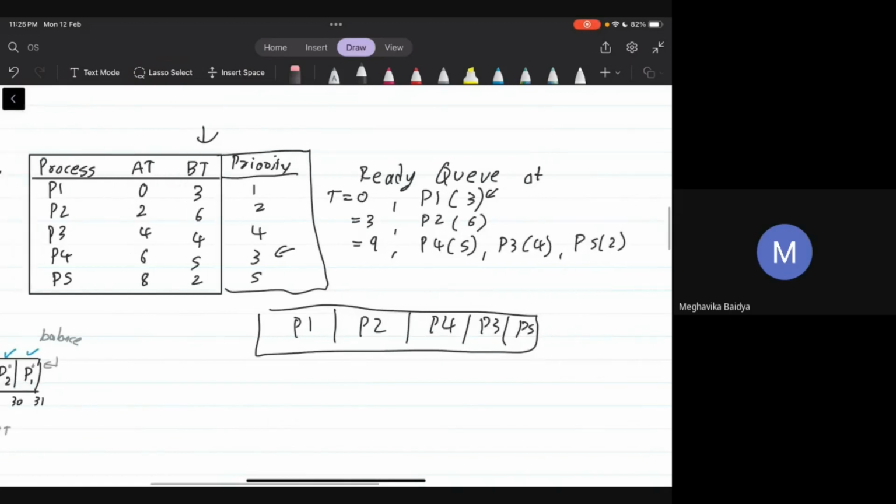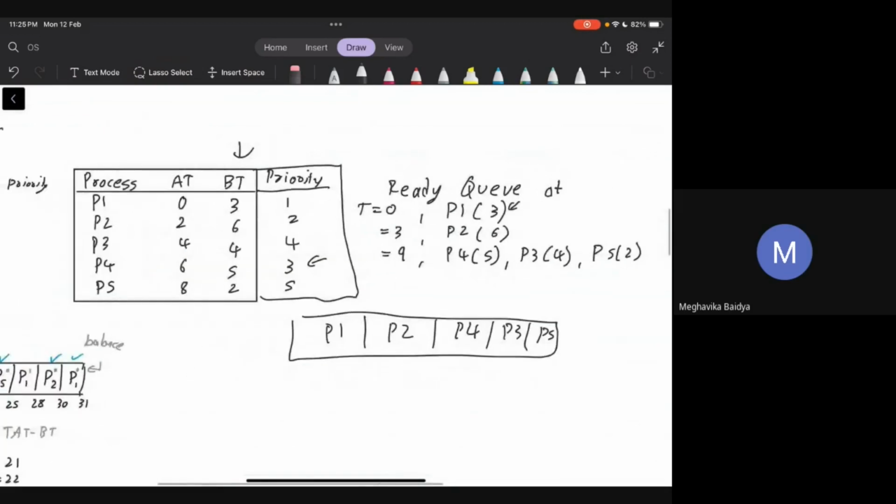So in this, what happens is you will be given a priority column. In the last question, at t equals 9, we chose based on the burst time, right? Based on which is the shortest burst time. But here the priority is directly given, which is 3, 4, 5. So P4 has priority 3, P3 has 4, and P5 has 5. 3, 4, 5. So you take that order.